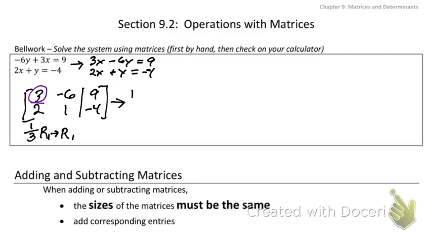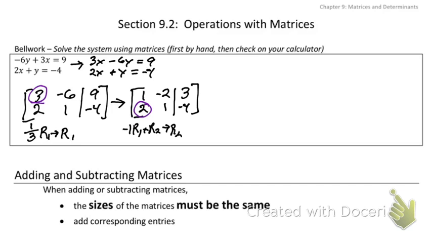And so my new row 1 is going to look like 3 divided by 3 is 1. Then we'd have -2. Then we'd have 3. Bottom row wouldn't have changed. I have 2, 1, -4. The next thing I need to do is turn that 2 into a 0. So I'm going to multiply row 1 by a -1 and add it to row 2, which will become my new row 2.